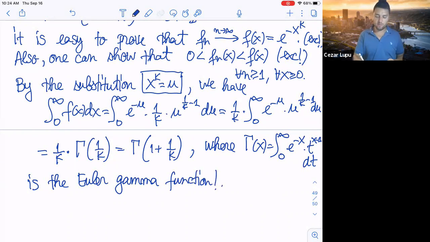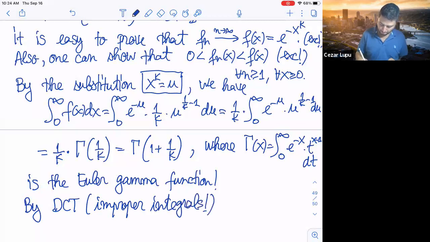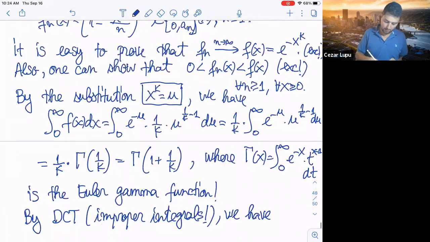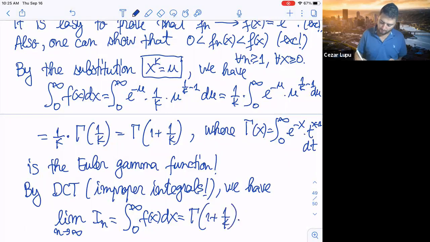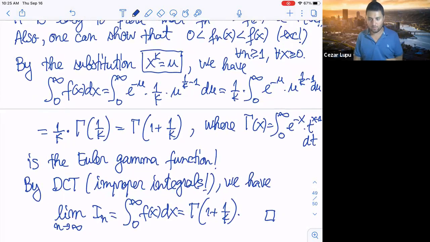So now it's quite clear once we apply the dominated convergence theorem. So by the dominated convergence theorem for improper integrals, we have that the limit of our integral I_n is nothing else than the integral from 0 to infinity of f of x dx, which, as we have seen, is gamma of 1 plus 1 over k. And that's it. This is a pretty famous exercise in Bourbaki's book. I wanted to do this because it goes along the lines with the other ones as well.